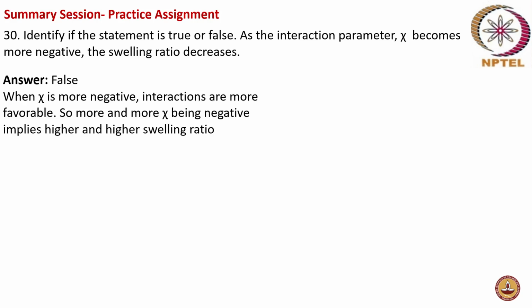It's actually false. I thought it was positive; I did not see the word negative. If the interaction parameter chi is more negative, then there is a much more favorable interaction between the solvent and the cross-linked polymer system, so it can take up much more solvent. So the swelling ratio will be higher and higher. This is always the relationship.